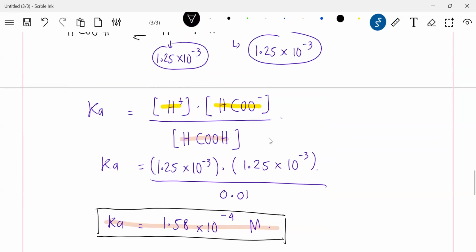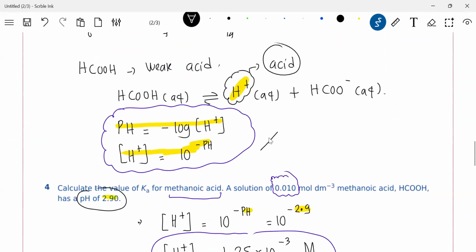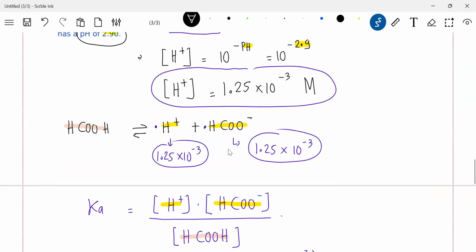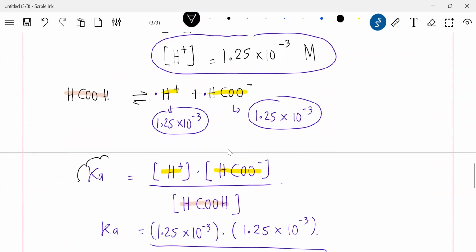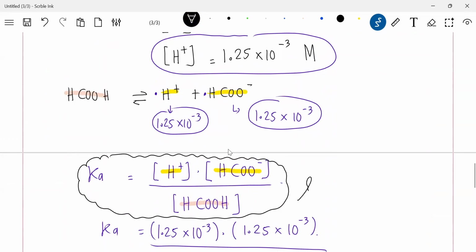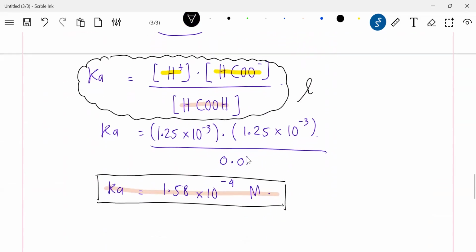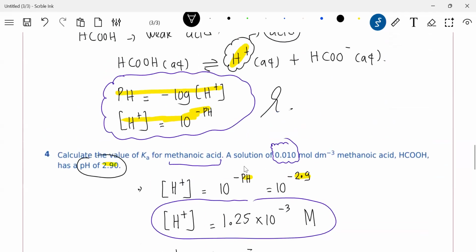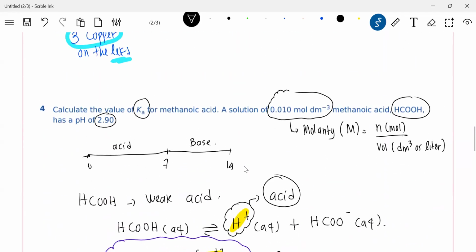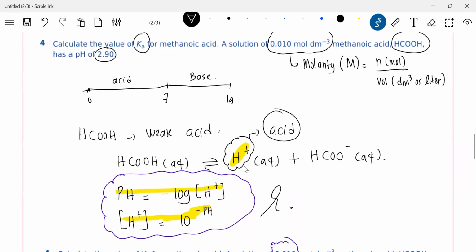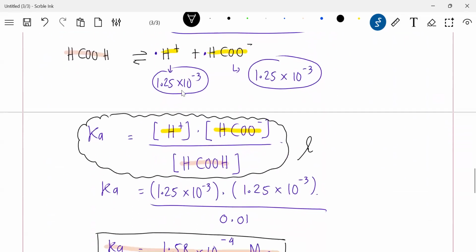So how many formulas, sir? This is the first formula. And then this is also the second formula. So you have to memorize it. Any questions? Adiva? No. Okay. Next questions.